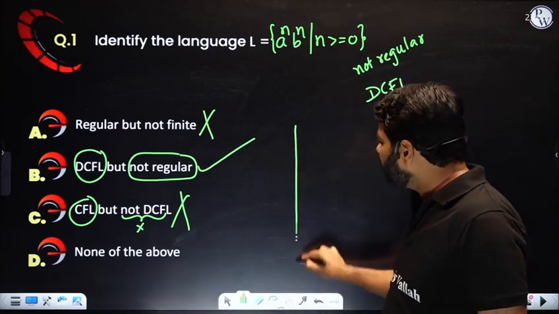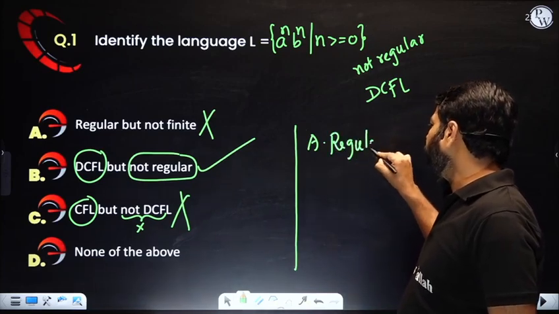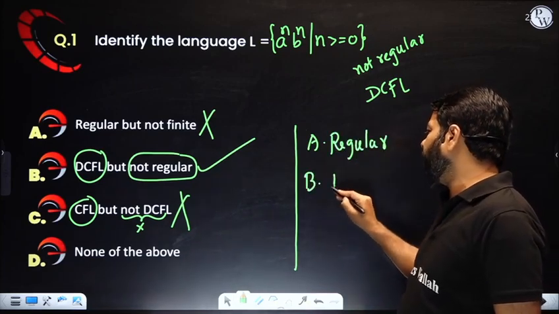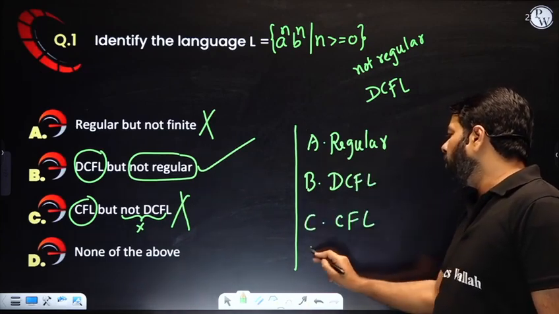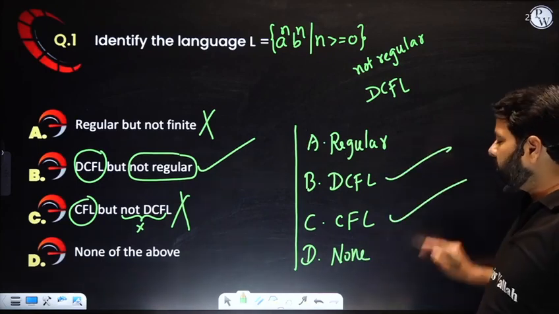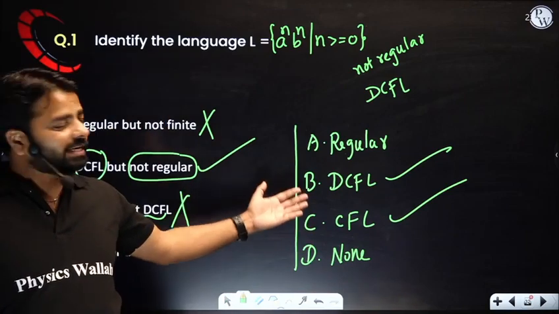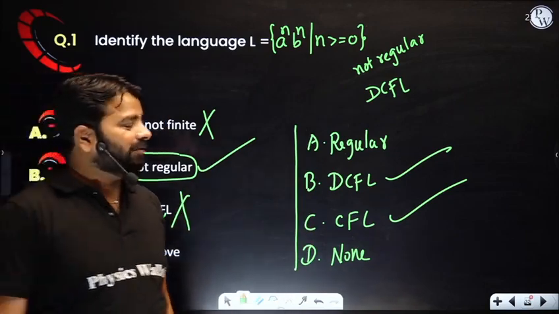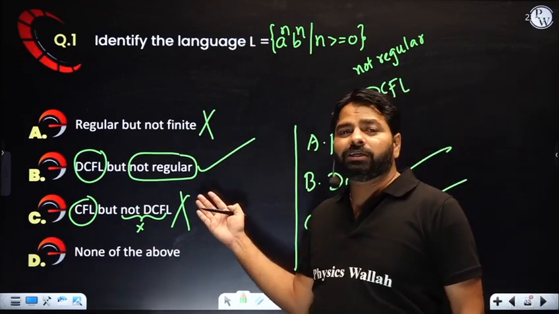So I am going to choose another way. Like option A, you have regular. Option B, you have DCFL. Option C, you have CFL. Option D, you have none. So which one will you choose? DCFL and CFL. These statements are MSQ type. When they want to ask MCQ type, then they will form it this way.